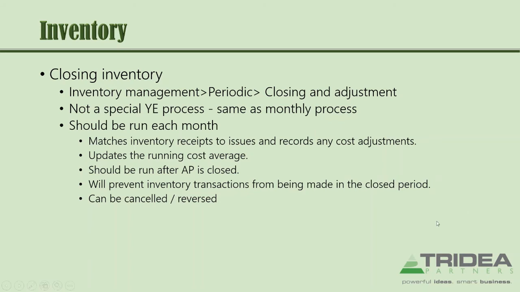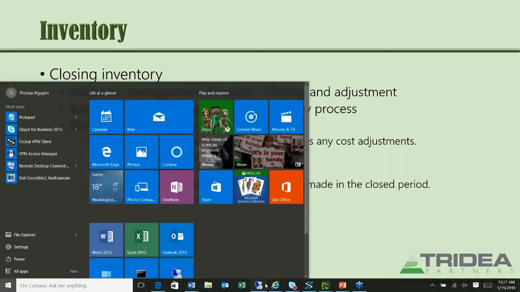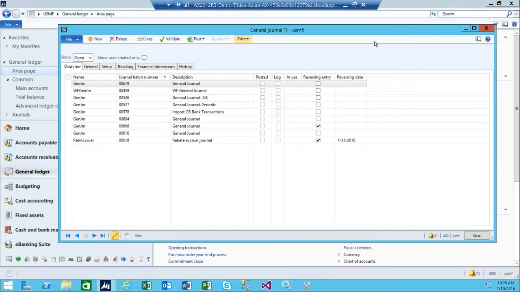And then another important thing to note about this is that once you run it and it's closed for the year, it will prevent any transactions from being made in that period that's closed. So for example, once December is closed, even if the GL is open, you will not be able to process any inventory transactions for the month of December. It completely closes it. So with that being said, if we could go ahead and take a quick look at the screen, and we'll just walk through the steps here.